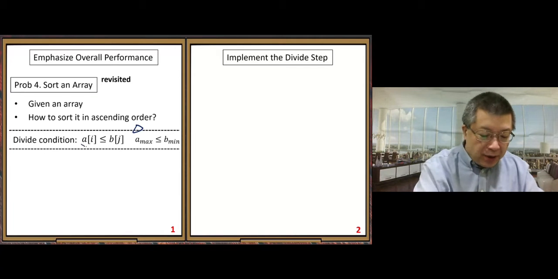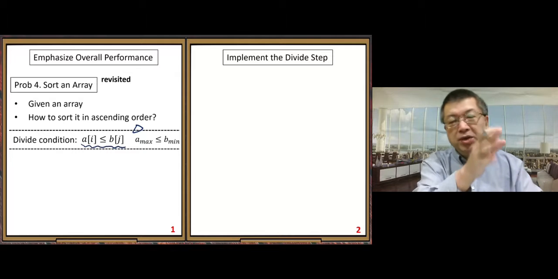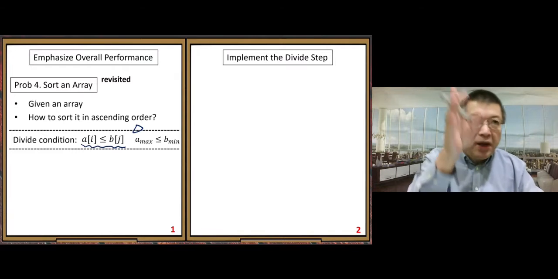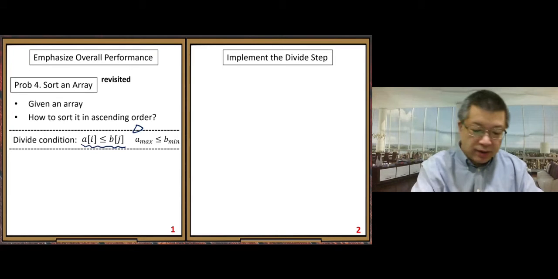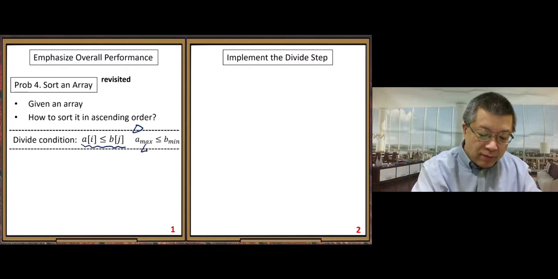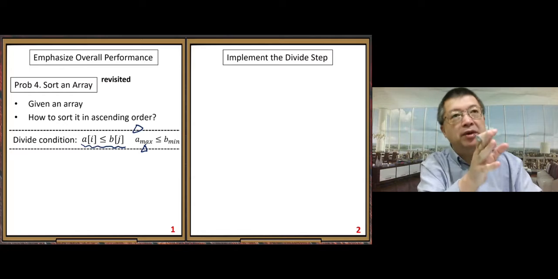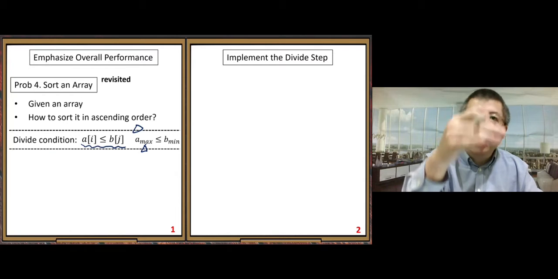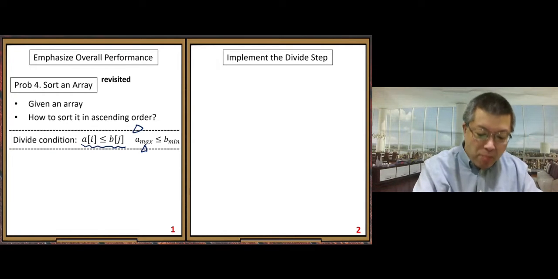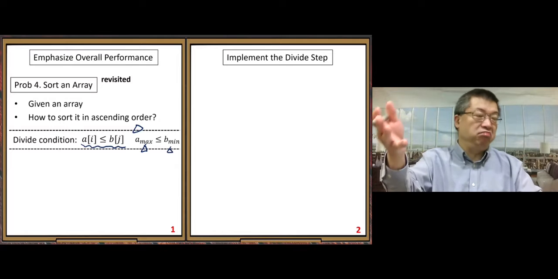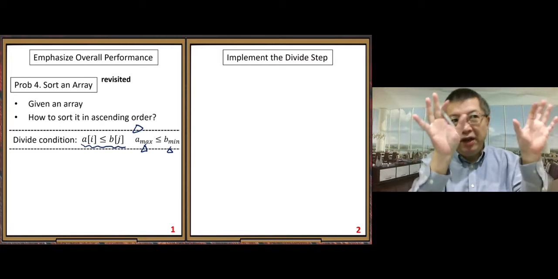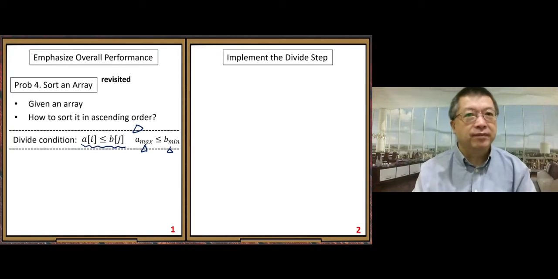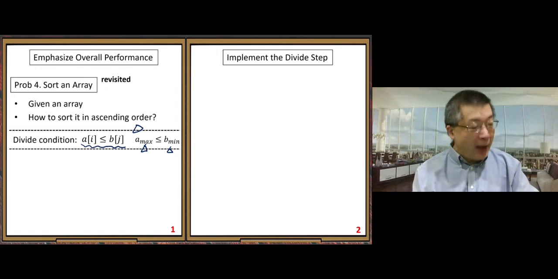Any element in A subarray must be less than any element in B subarray. In other words, the maximum of the A elements must be smaller or equal to the minimum of the B subarray. A different way, but the same thing. But how do we get that?